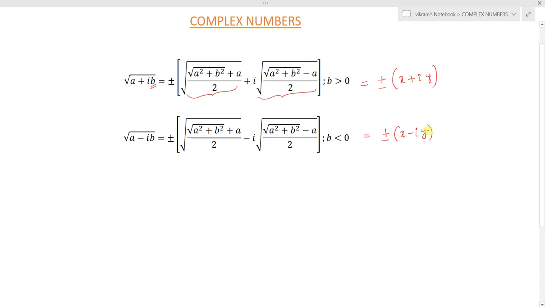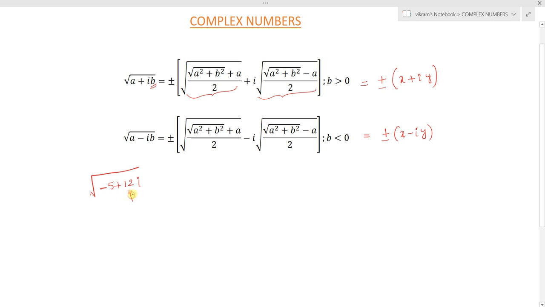Now I am considering one example. Find the square root of the complex number minus 5 plus 12i. We know that by using the above formulas, we need to choose the suitable formula. Here b equals 12.